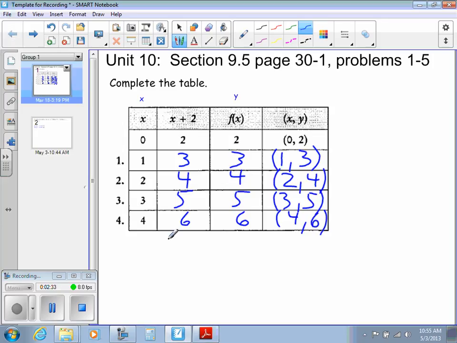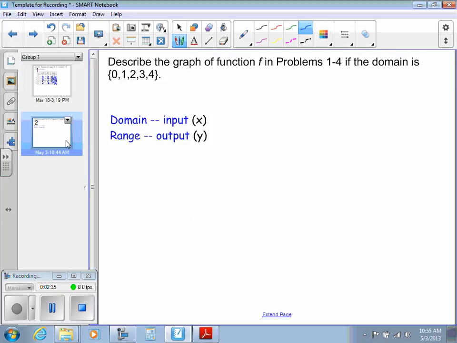Now, let's take a look at some terminology and then at problem number 5. First of all, you'll see this terminology, domain and range. Domain is the input. It's x. Range is the output. It's like what y was, except we're going to use the f of x. Or it could be the f of another variable. But it's your output. It's your dependent variable.